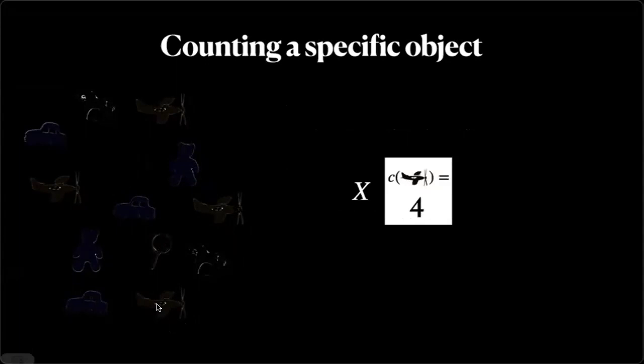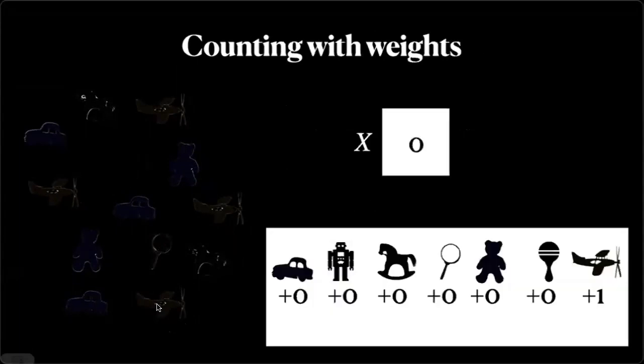But now let's consider a more general problem, because in general, we may want to do some kind of weighted counting. The case where we are just looking for airplanes would correspond to assigning a weight of 1 to airplanes and 0 to everything else. But in general, we might be interested in multiple things, or even more generally, counting with weights.